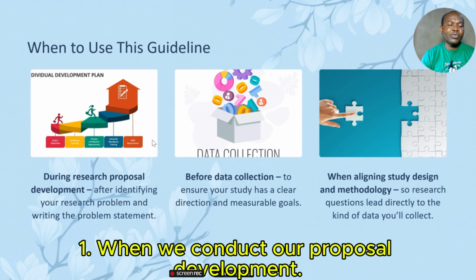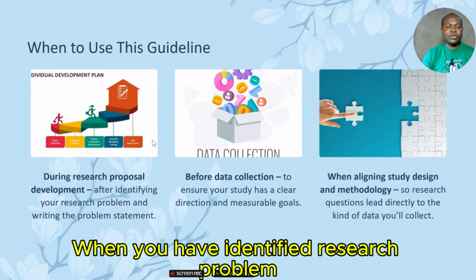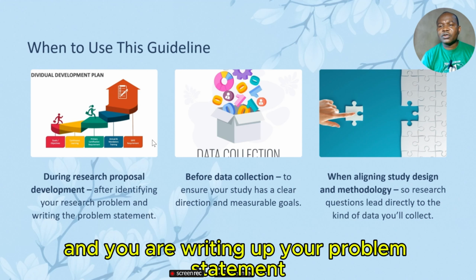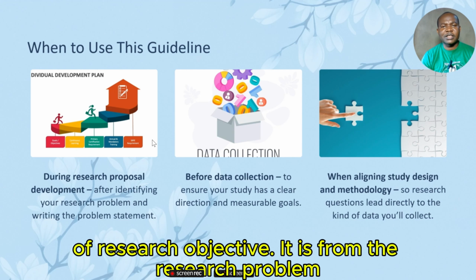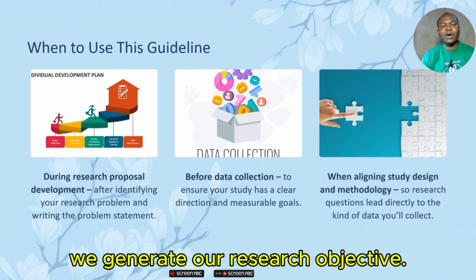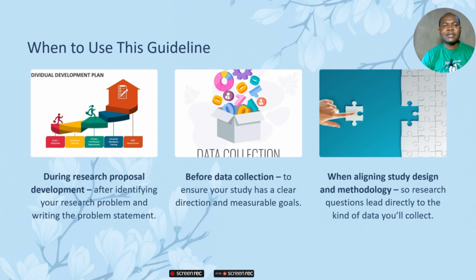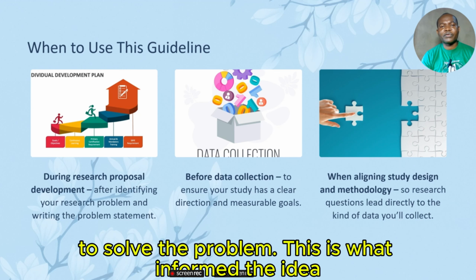Number one is when we conduct our proposal development. When you have identified the research problem and you are writing up your problem statement, that is the time we begin to think of research objectives. It is from the research problem we generate our research objectives. Of course, research is all about solving problems, and to set out to solve the problem is what informed the idea of designing objectives.